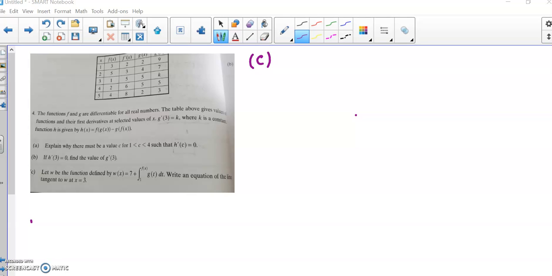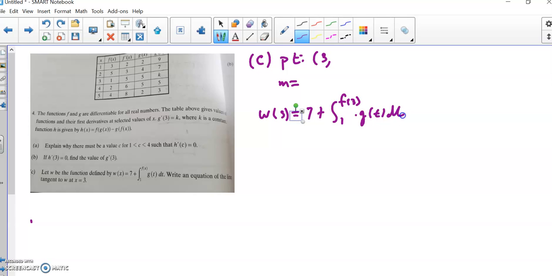Okay, part C is a fun little question. It says, let W be defined by the function W of x equals 7 plus the integral from 1 to f of x of g of t dt. Write an equation of the line tangent to W at x equals 3. So the first thing I know is I need a point on my graph, and I need the slope of my tangent line, right? And the point's going to be 3, comma. Well, to find the y value, I've got to find W at 3, which says 7 plus the integral from 1 to f at 3 of g of t dt. Now, if I look at f at 3 on my table, f at 3 is 1.